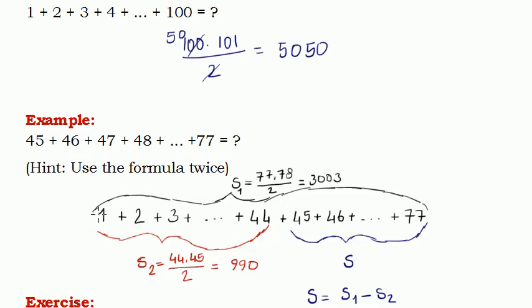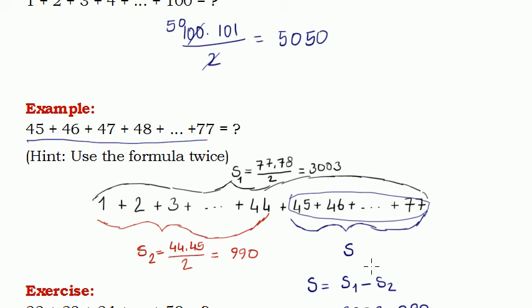So you write the sum starting from 1 and going up to your last term. You call this the sum S1, and define another sum S2, which goes up to 1 less than your actual sum's starting number, and you call that sum S2. And so your desired sum becomes S, which equals S1 minus S2.